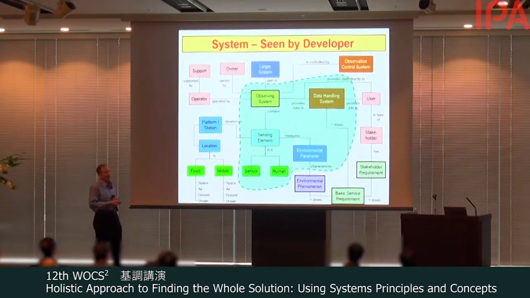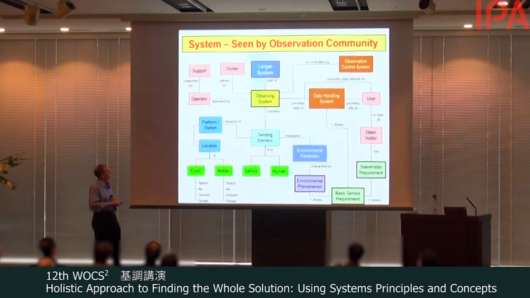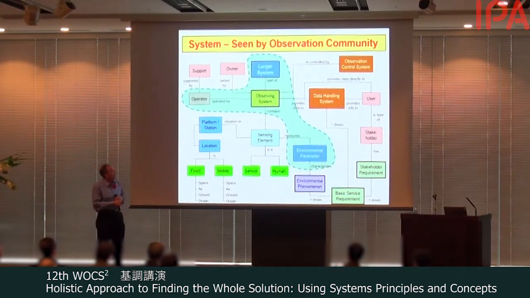The developer's perspective is only the things they have some impact on designing. And they have to understand the boundaries because they define interfaces. These are the things they control, and these are the things outside their boundaries, outside their context. The observation community's main concern was the largest system that has operating systems and operators, and what the parameters were measuring. The observation community doesn't really care about the other systems. They only care about what things are being measured by the observing system.